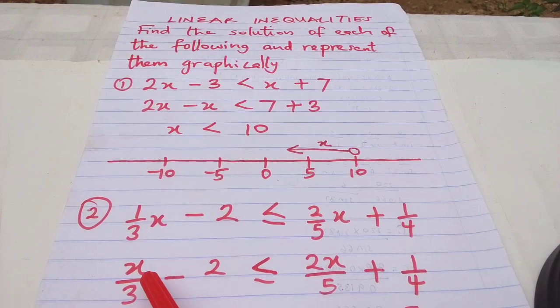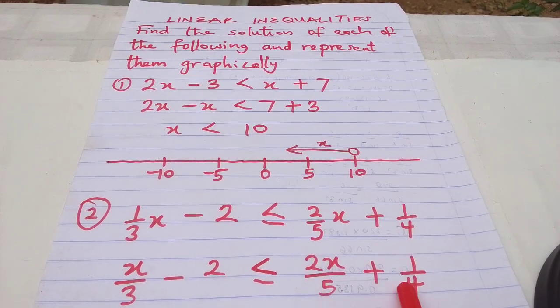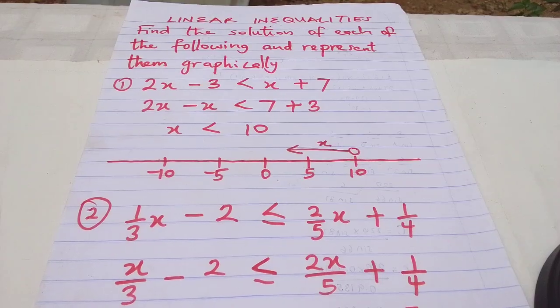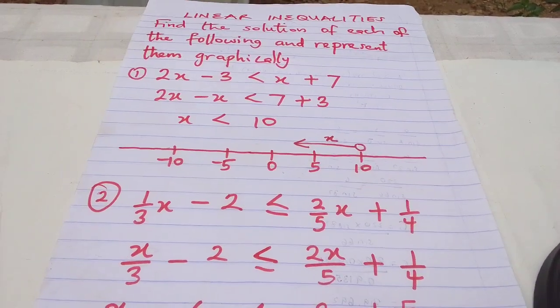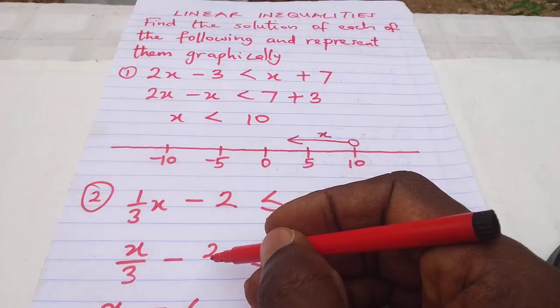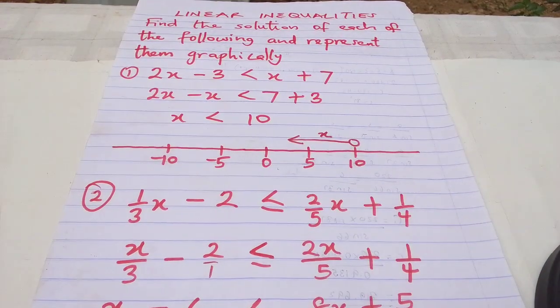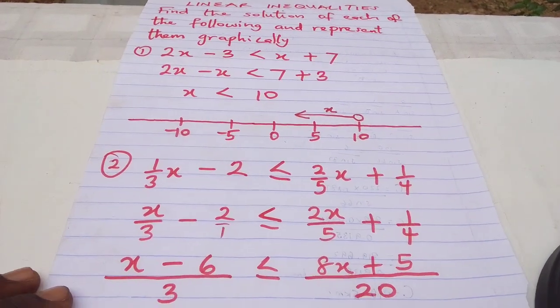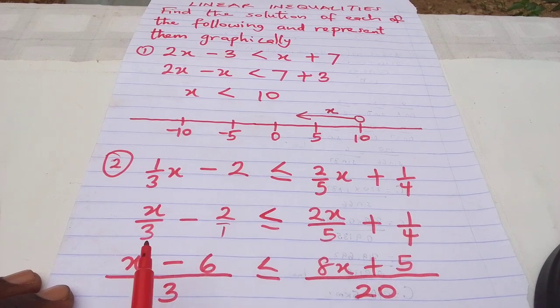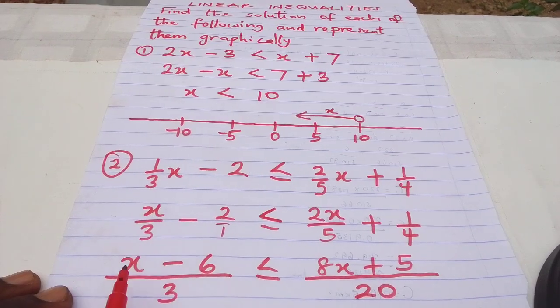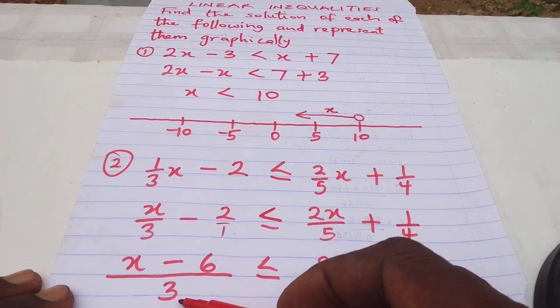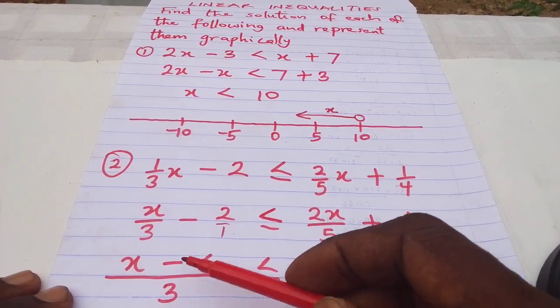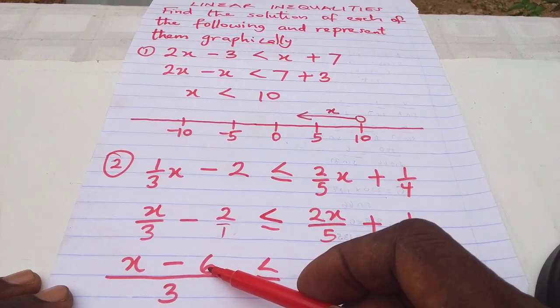Now you realize that this and this look like fractions. So we are going to treat them like fractions. So if you put this over 1, you now look for the LCM of 3 and 1. LCM of 3 and 1 will give you 3. How many 3 are in 3? We have 1. 1 times x will give us x minus. How many 1 are in 3? We have 3. 3 times this 2 will give us 6.